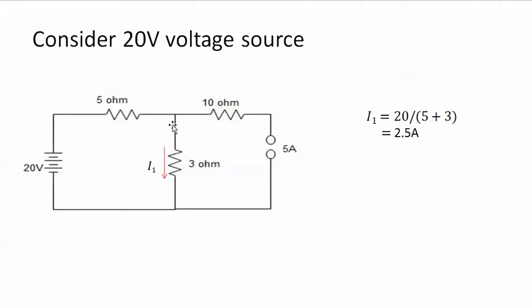So current I1 flowing through the 3 ohm can be found out by, since this is open circuited, this 10 ohm does not come into the picture. So I1 is equal to 20 volt divided by the equivalent resistance, which is 5 plus 3. That is 20 divided by 5 plus 3, that is 2.5 ampere. So the current flowing through this 3 ohm resistor due to this 20 volt source alone is 2.5 ampere.